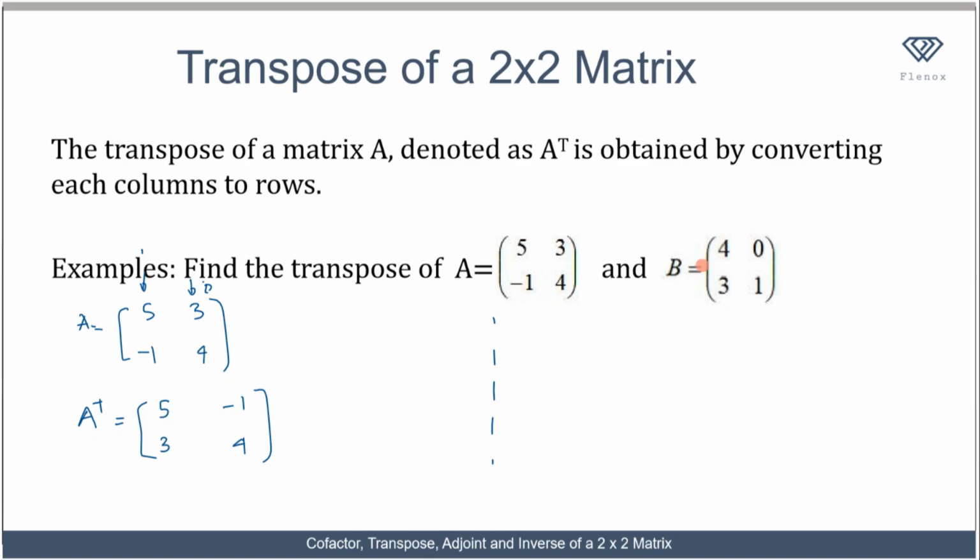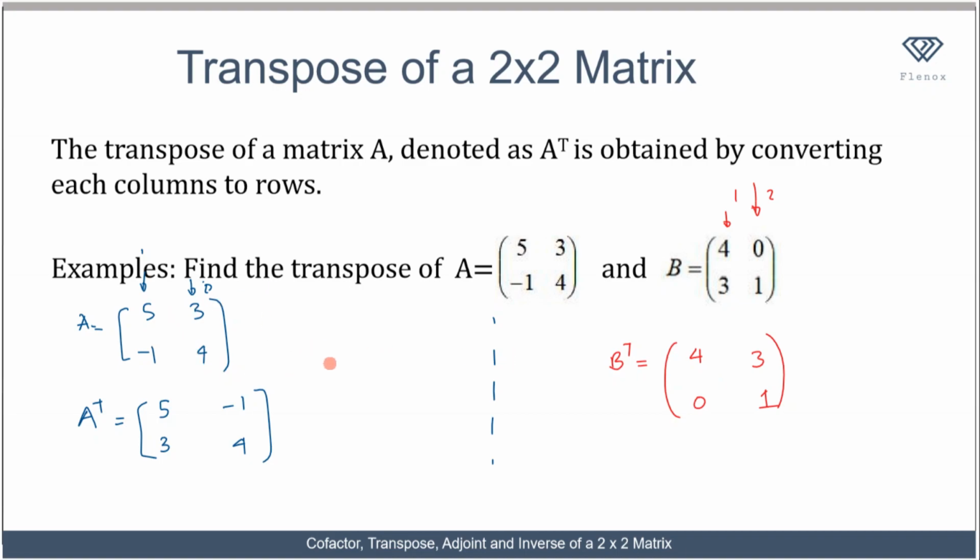Second one, we are given that B is 4, 0, 3 and 1, and I was told to find the transpose of B. If I change the first column, which is 4 and 3, to my first row, it becomes 4 and 3. My second column is 0 and 1, so I change it to my second row, and that becomes 0 and 1. So this is the transpose of B and this is the transpose of A.